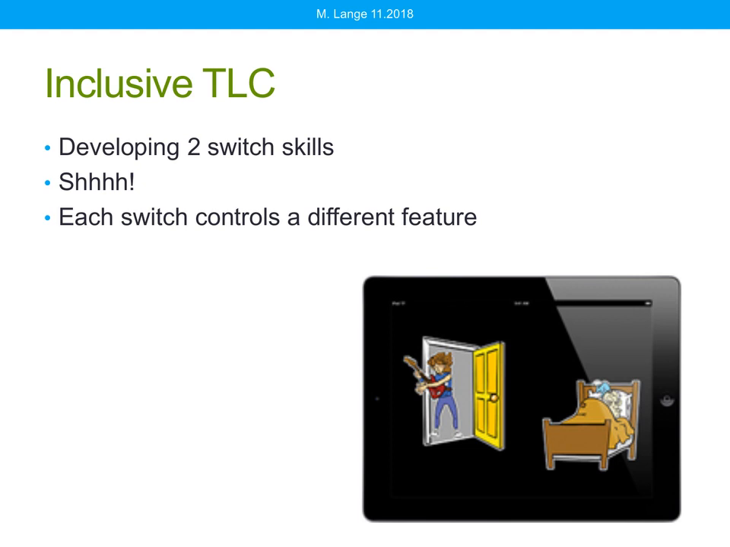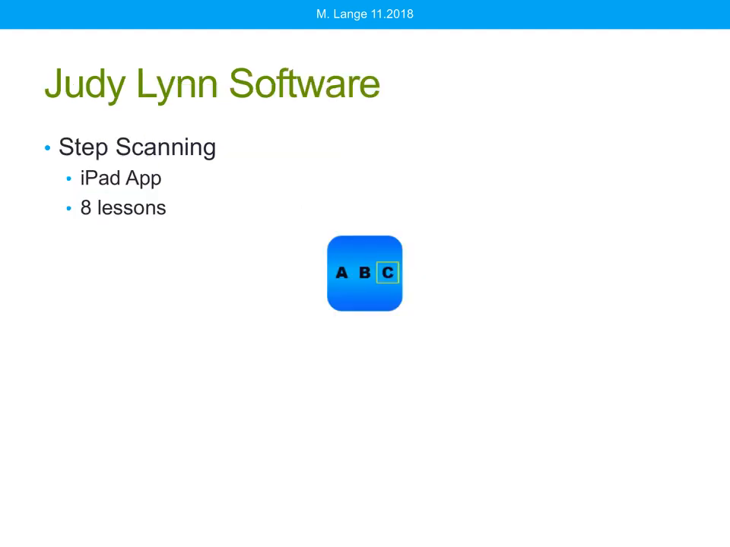This particular app is called Shh, and it's used to develop 2 switch skills. Each switch controls a different feature. So basically, someone's trying desperately to sleep, and the switch keeps creating havoc and waking someone up. And many, many children find this to be quite hilarious.